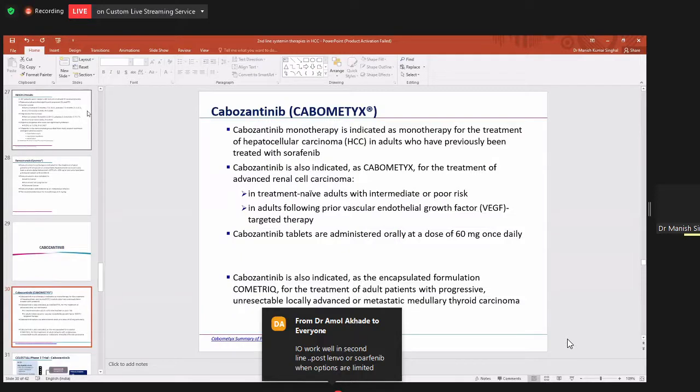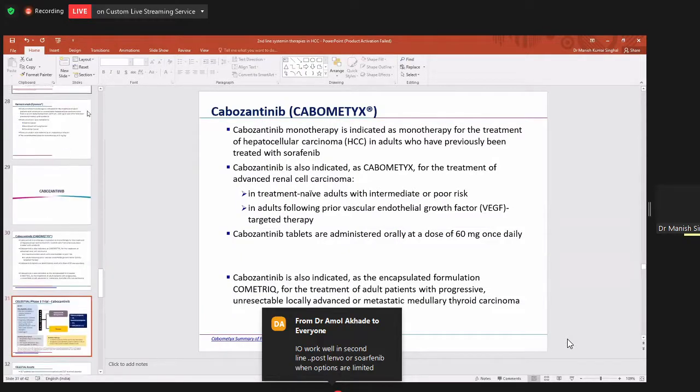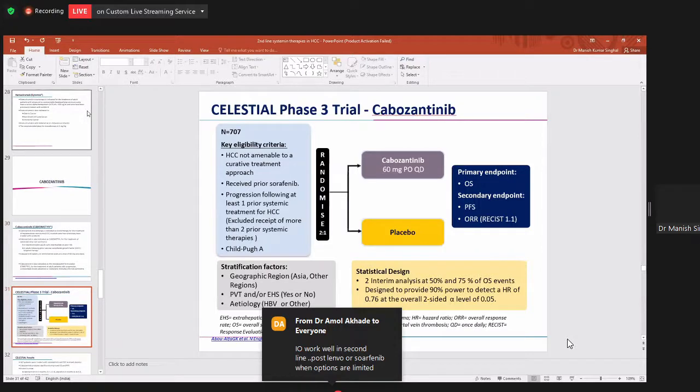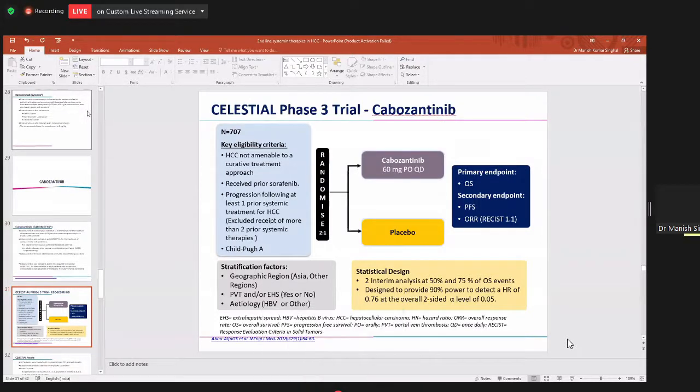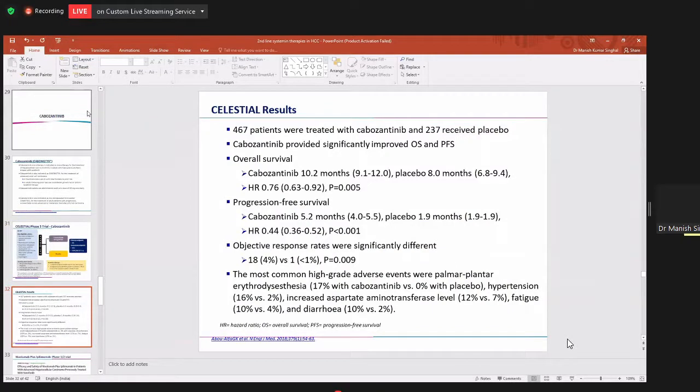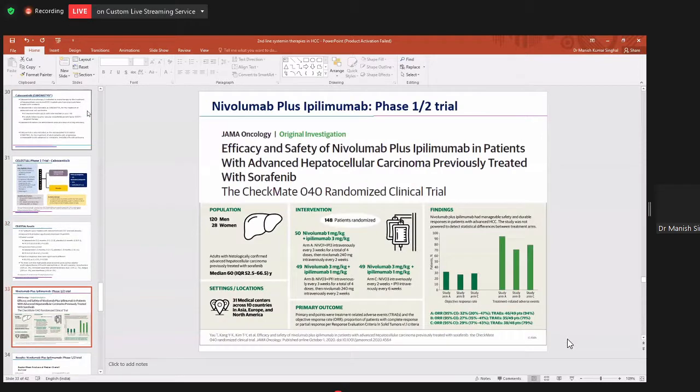Cabozantinib, the study has already been discussed by Dr. Sumit earlier. It was again a 1:1 randomization to cabozantinib versus placebo with a primary endpoint of overall survival. The study again met its primary endpoint, with cabozantinib at around 10.2 months, which is very similar to what we have achieved with regorafenib, versus 8 months in the placebo arm. The progression-free survival was improved to 5.2 months versus 1.9 months. And again, the drug is not very easy to tolerate, and it does cause a lot of palmoplantar erythrodysesthesia, hypertension, and sometimes liver dysfunction.